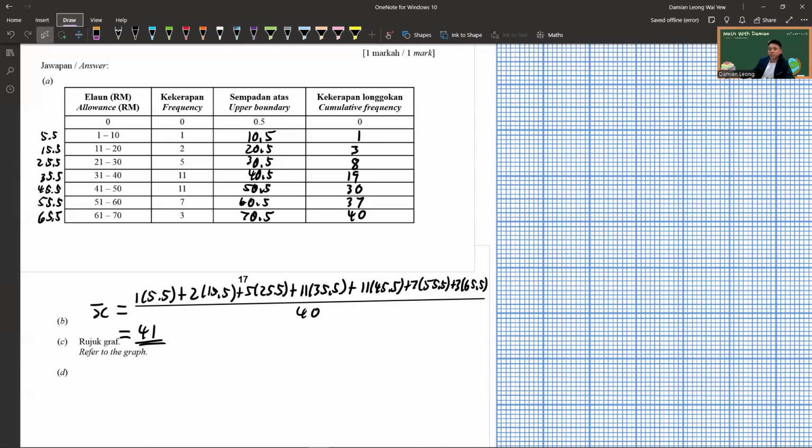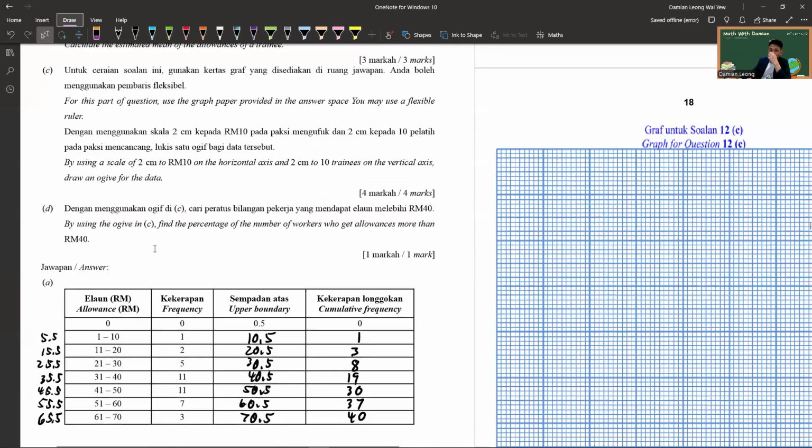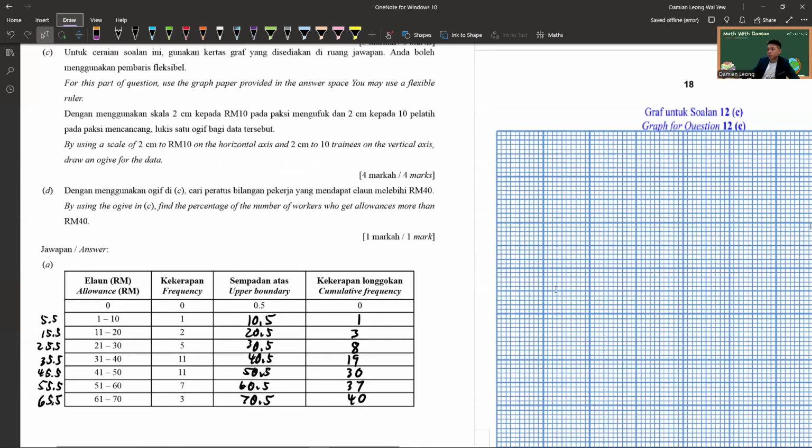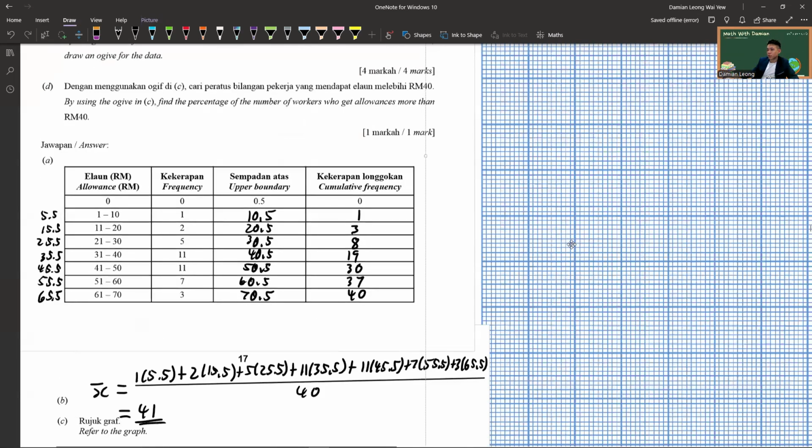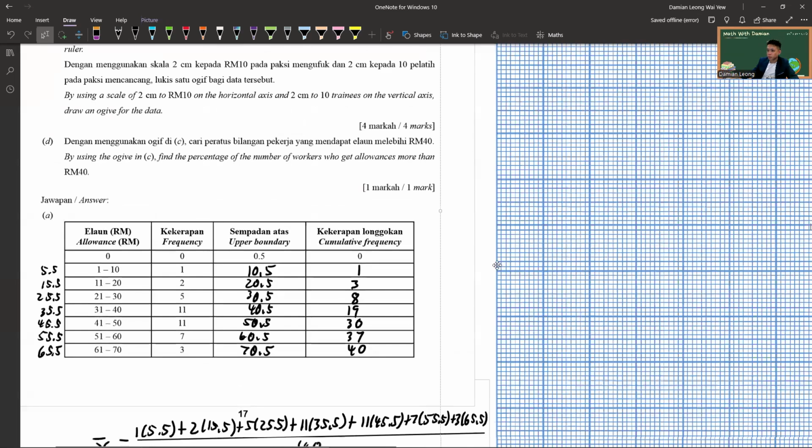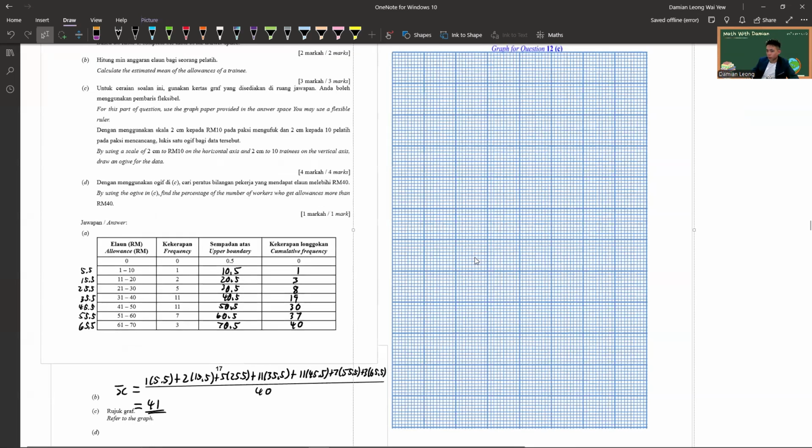Okay. Then part D. Sorry, part C. Part C is drawing the ogive. So follow the upper boundary and cumulative frequency. So upper boundaries start from 0.5. Actually, I'll start here, 0.5, 10.5, 20.5, 30.5, 40.5, 50.5, 60.5, 70.5.